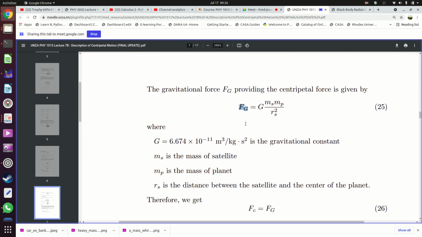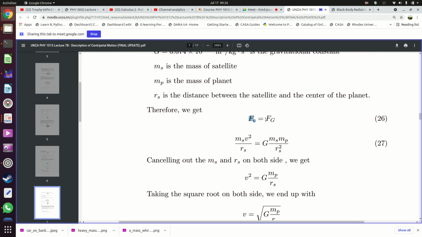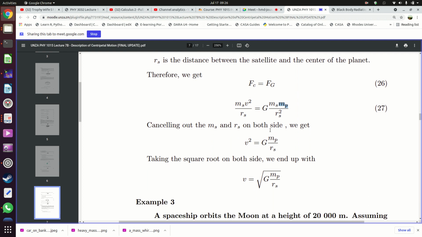We equate these, so we end up having Fc equals Fg. So we have the mass of the satellite times the speed of the satellite in space squared, divided by the radius of the satellite's circular orbit, equals the gravitational constant times the mass of the satellite times the mass of the planet, divided by the radius of the satellite orbit squared, like this. As you can see, on both sides there is ms, the mass of the satellite. So that ms can be cancelled out, but there's also rs here, rs here, and then rs squared here. So you can cancel out ms and rs.